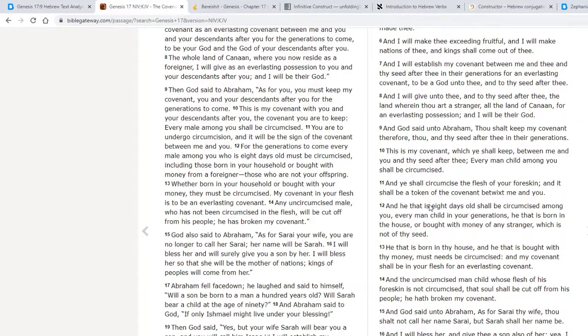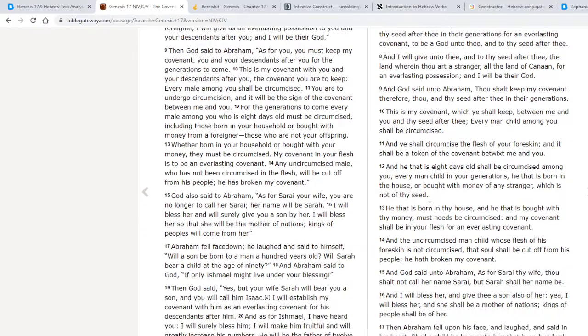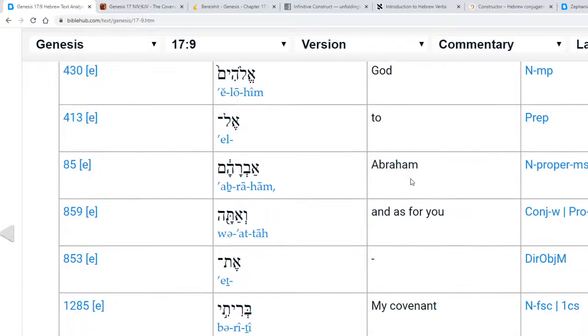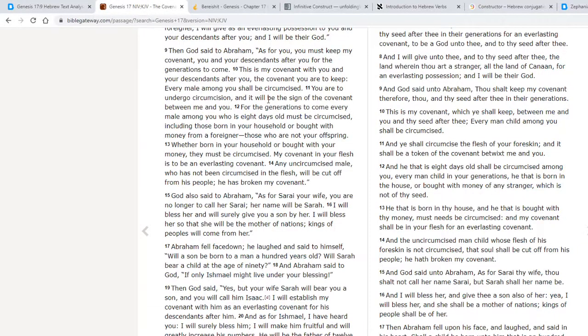Let's look at King James, verse 9. And God said unto Abraham, thou shalt keep my covenant, therefore thou and thy seed after thee in their generations. Therefore. Why therefore? Where did they get the therefore? I don't know where they got the therefore. Okay. Verse 9, and then God said to Abram, as for you, you must keep my covenant, you and your descendants after you, for the generations to come. I'm not sure I like the must, because that's not what it is.